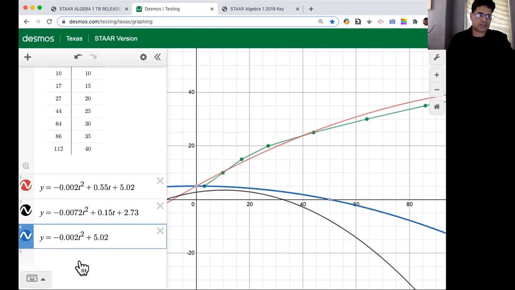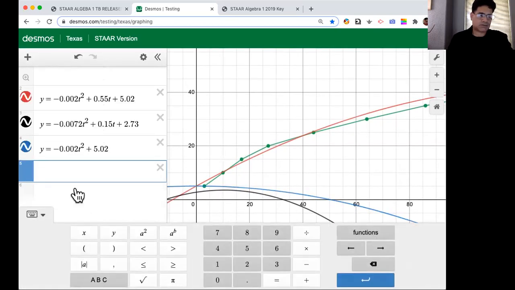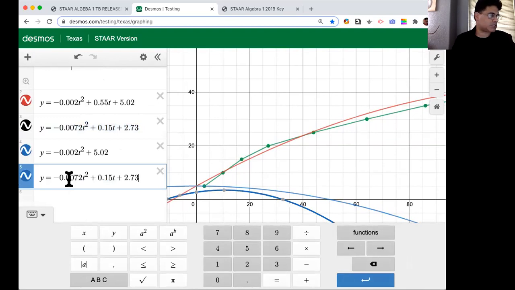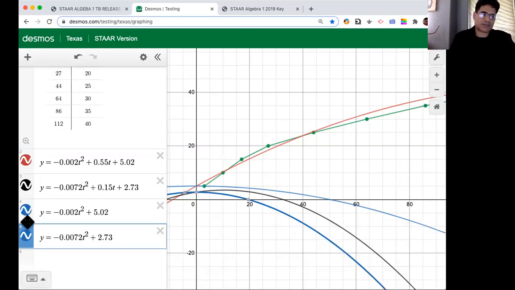All right, let's do this. Let's do that one. It looks like the second one. Copy, paste into the second one, and what we're changing is we're eliminating the middle value, the b, I guess. Negative 0.0072t squared plus 2.73. Okay, all right. And let's get a different color for that.